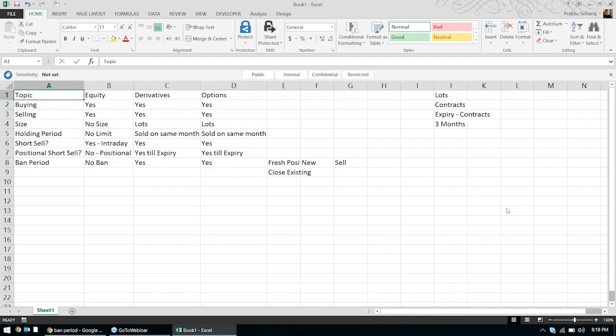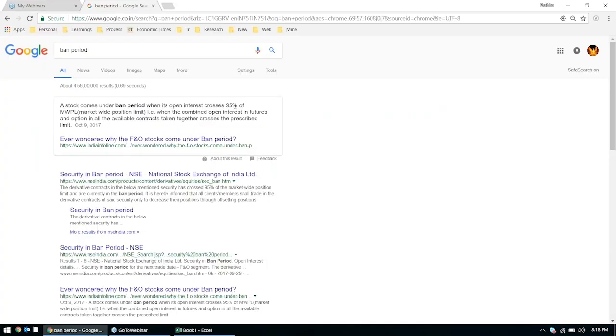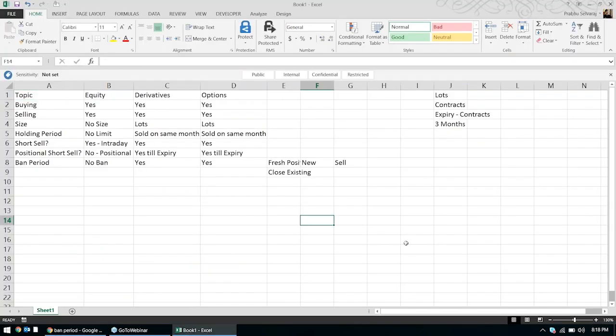Any maximum limit for the ban period? 95%. For example, if 100 is the limit allowed for trading and 95 is taken delivery, until this position comes down, the stock will not be out of ban.